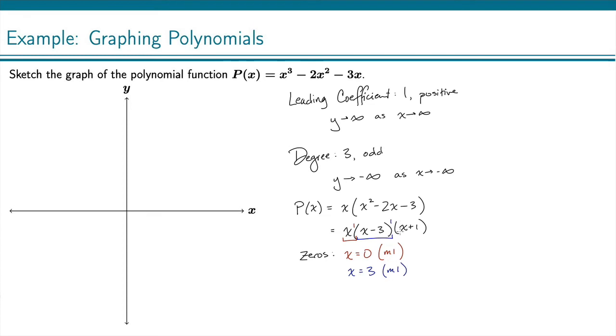And then we've got this last one, which is x plus 1, and set that equal to 0. We get x equals negative 1. Once again, that has a multiplicity of 1, because the exponent is 1.